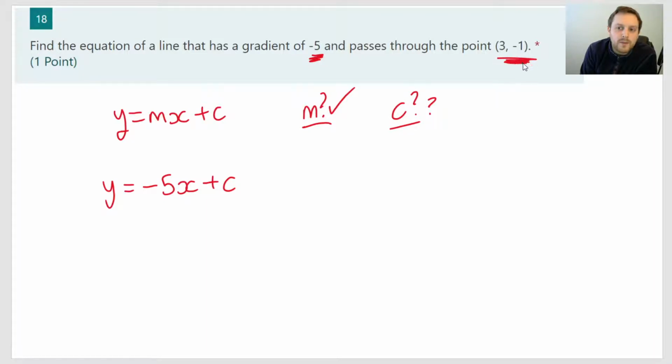Well, we use the other bit of information, okay? When x is 3, we're supposed to have y is -1, because for this point here to be on this straight line, it satisfies this equation. So you substitute in the coordinate into the formula. And what that's going to do is tell you exactly what C is. So let's see what we get. Instead of y, I'm going to write -1. And instead of x, I'm going to write 3.